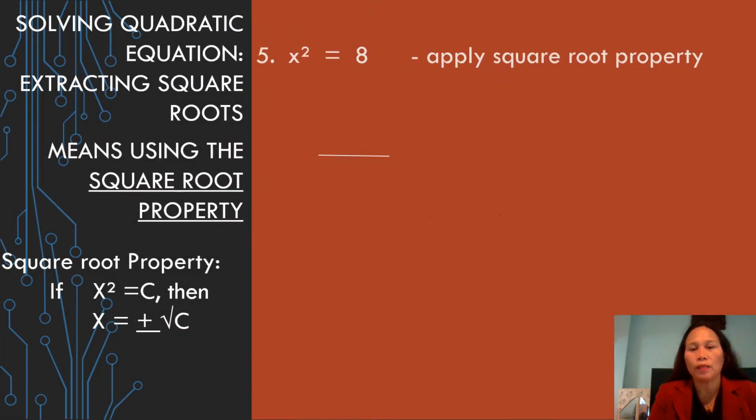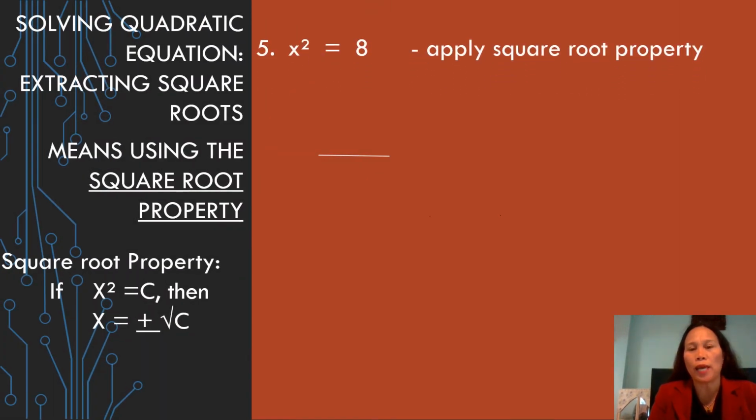Next, we have x squared is equal to 8. Okay, tingnan nyo ngayon ang given. Ready na siya to apply the square root property. Nasa ganitong form na siya. X squared is equal to c. So what are we gonna do? Is simply extract the square root. Okay, we have square root of x squared is equal to positive and negative square root of 8.